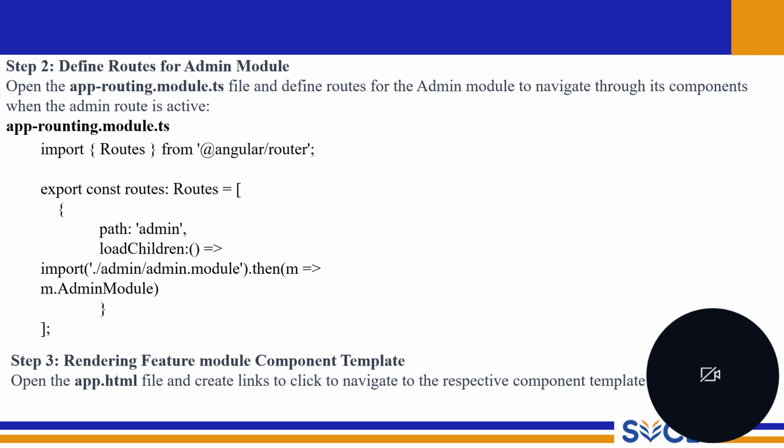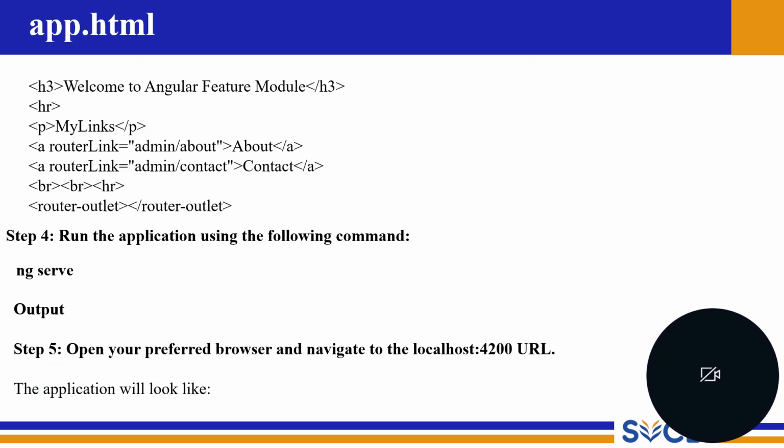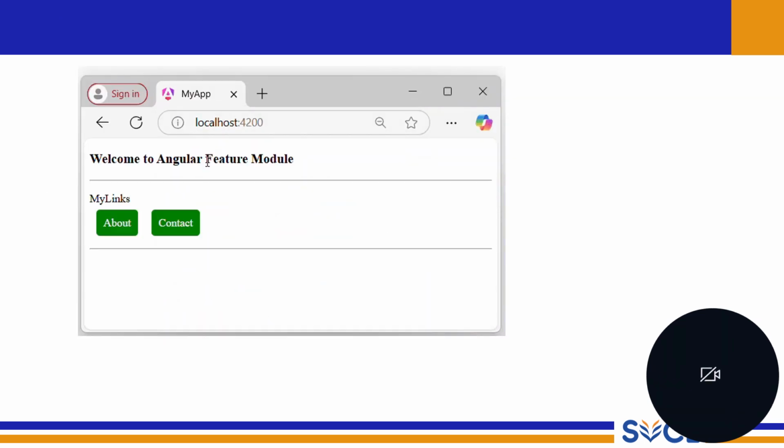Here you have to open the app.component.html and create the links to navigate to the respective component templates. So in step 4, run the application using the following command. Finally, you get the output on localhost:4200. The final application will look like this.